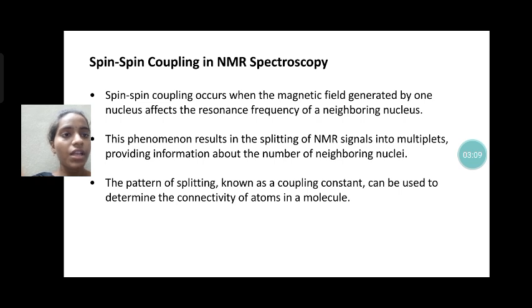Next, spin coupling in NMR spectroscopy. Spin coupling occurs when the magnetic field generated by one nucleus affects the resonance frequency of a neighboring nucleus. This phenomenon results in the splitting of NMR signals into multiplets, providing information about the number of neighboring nuclei. The pattern of splitting, known as the coupling constant, can be used to determine the connectivity of atoms in a molecule.